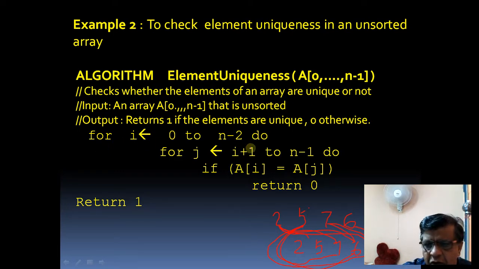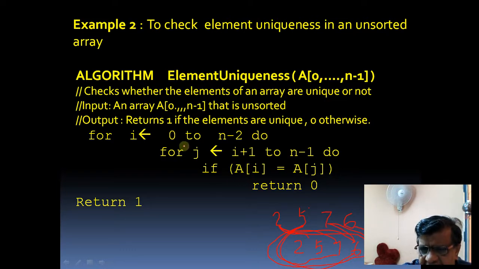Therefore the outer for loop will let the elements run for i equal to 0 to n minus 2. We are not using any less-than symbol, so it goes up to n minus 2, the (n minus 2)th element. Do for j equal to, this is for comparison. While comparing, it should start from the next element, which is i plus 1, up to n minus 1. It should go up to the end because the last element should not be omitted while comparing. Therefore i plus 1 to n minus 1 do.